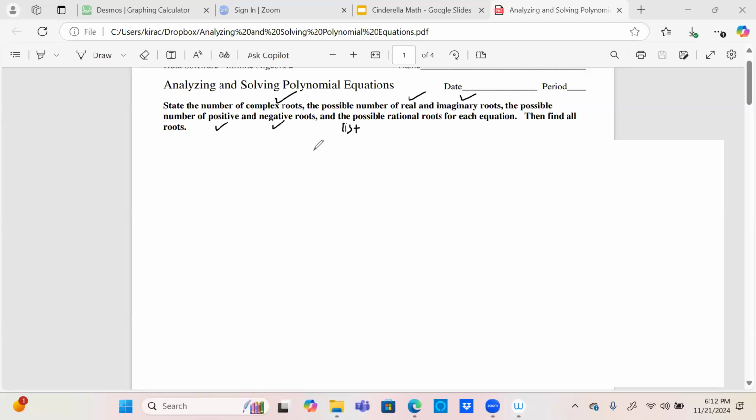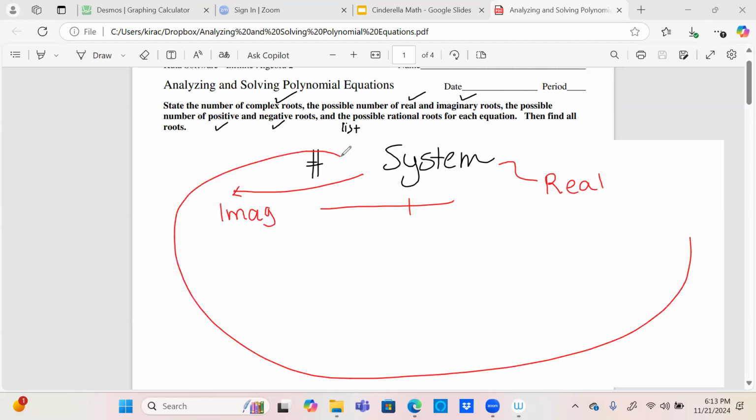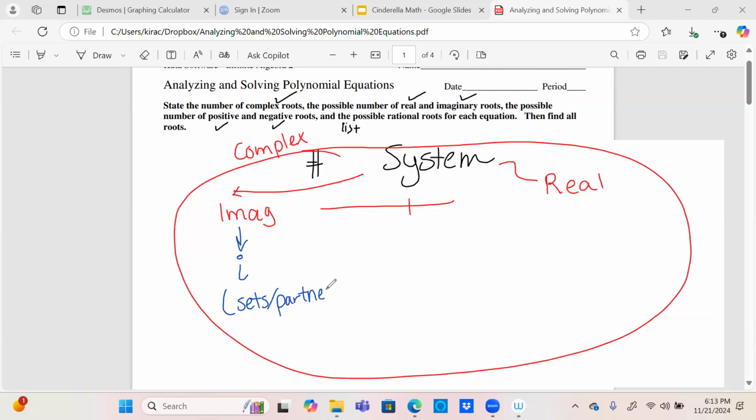If you're thinking of the number system, we have real, we have imaginary, and then when these two get together, this whole shebang is the complex. Okay. All right, so imaginary is going to be anything with an i. So if you're taking the square root of something and it's a negative, that's where you get the i's. And these always come in sets or partners. So there'll always be an even number of these.